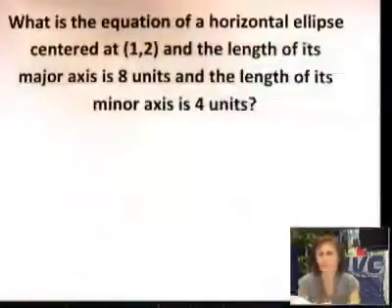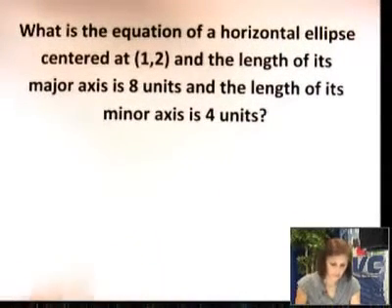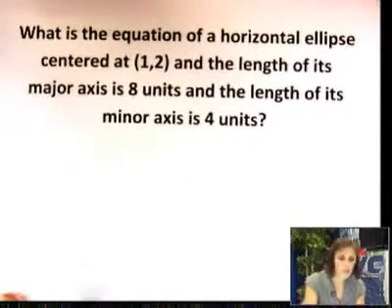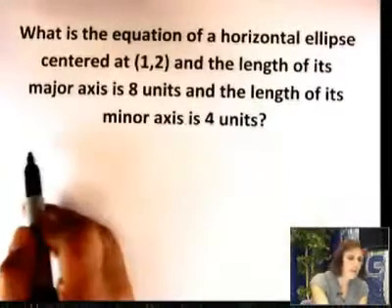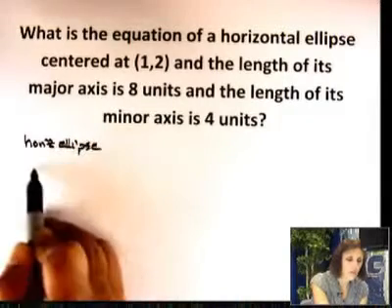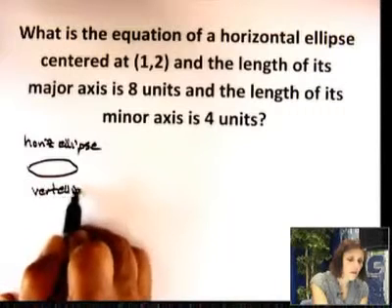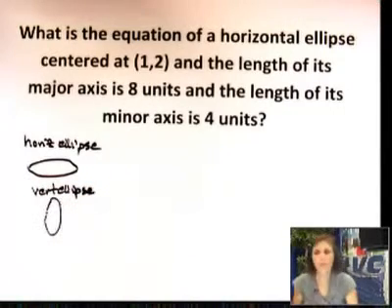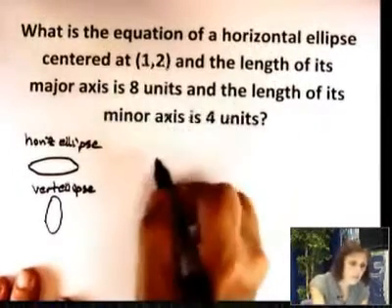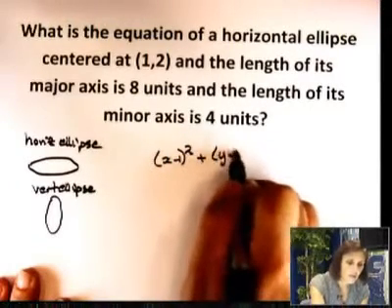So let's kind of put it together. If somebody describes it to you, how does this look like? So let's look at that. They say, what's the equation of a horizontal ellipse? Horizontally means fat this way, horizontally. Horizontal ellipse. It's going to look something like that. Vertical ellipse. It's going to look like that. All right, so I'm looking for a horizontal ellipse. Centered at 1, 2. So that means I'm going to have (x minus 1) squared, (y minus 2) squared.